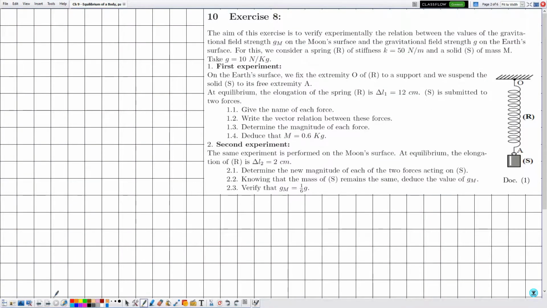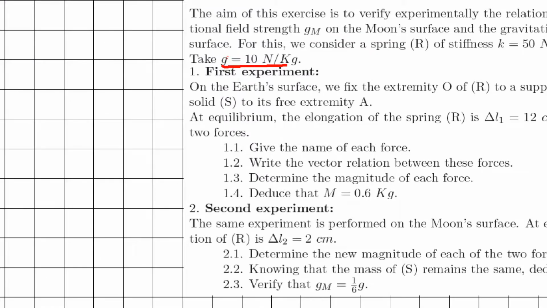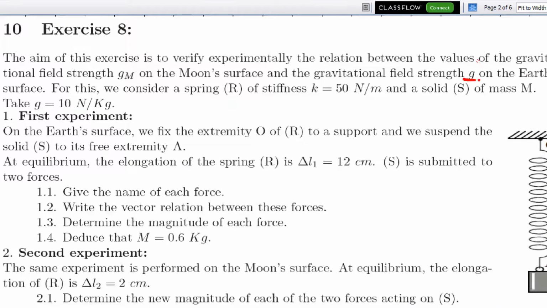Exercise number 8. Section 10. The aim of this exercise is to verify experimentally the relation between the values of the gravitational field strength Gm on the moon's surface and the gravitational field strength G on Earth's surface. For this, we consider a spring R of stiffness K equal to 50 newtons per meter, and a solid S of mass m. And we have that G is equal to 10 newtons per kilogram. Now this is G referred to the gravitational field strength on the Earth.